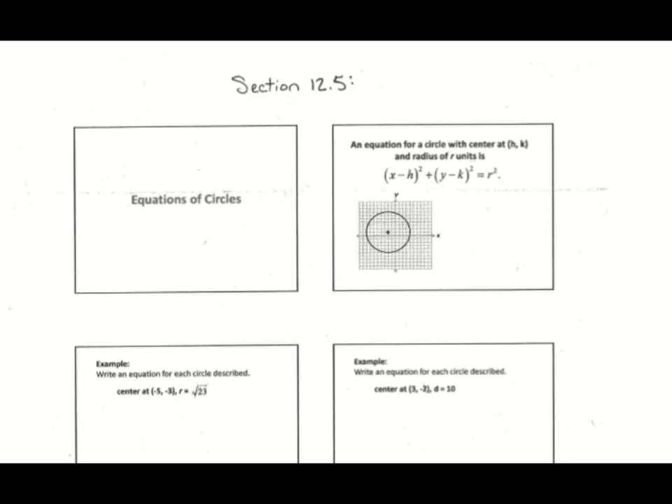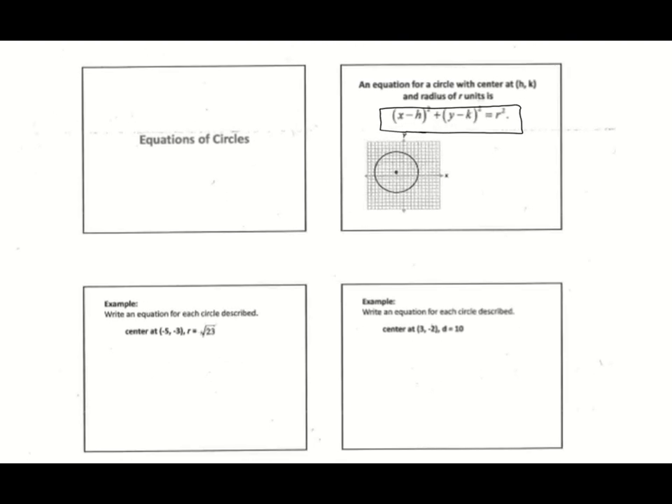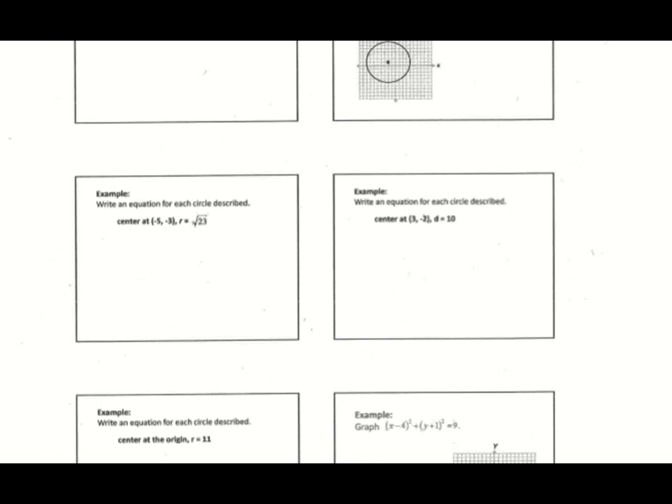In our last section, we are going to review the equations of circles. We have gone over this in chapter 11, but this is our equation for a circle. Our center is h comma k, and r is our radius. So if we move down and look at the first example, it says to write an equation for each circle described. Our center is -5, -3, and our radius is the square root of 23.